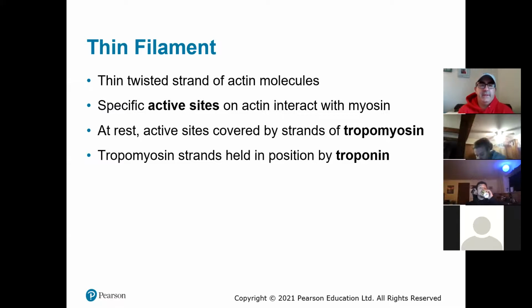Okay, so we have the thin filament. Thin filament's made of actin. It's just a chain of actin.